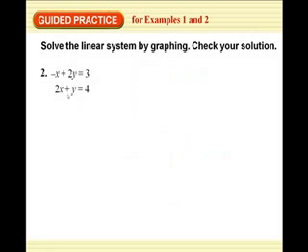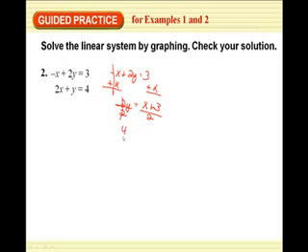All right, so let's solve this one. So we're going to get -x plus 2y equals 3. I'm going to add x to this side. Add x to this side. 2y equals x plus 3. Divide by 2. Cancel out. Y equals, remember there's an unwritten 1, 1 half x plus 3 halves, which is 1 and 1/2. And that's what I need to graph it.